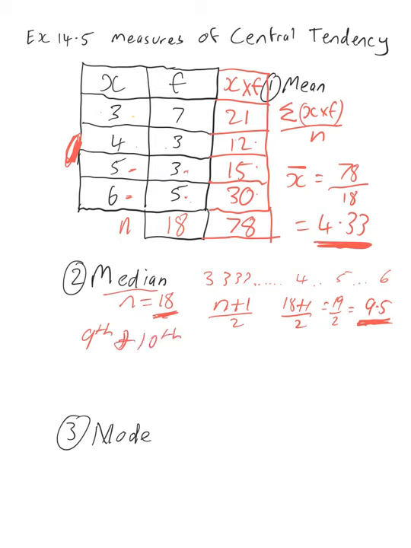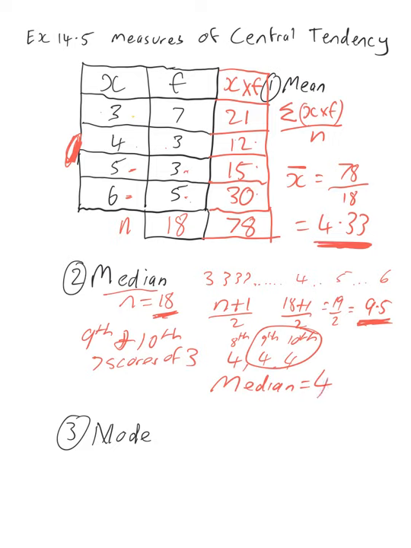Okay, right, now, what are the 9th and 10th scores if we put them in order? Okay, well, we know that there are 7 scores of 3. And then we have some 4s. That means that the 4s, there are 3 of them, that's the 8th, that's the 9th, and that's the 10th. Okay, so here are our 2 middle scores. Okay, and because they're the same number, we don't need to add them together and divide by 2. We simply know that the median equals 4.